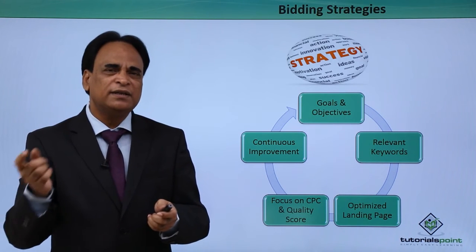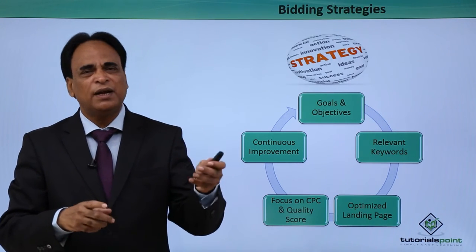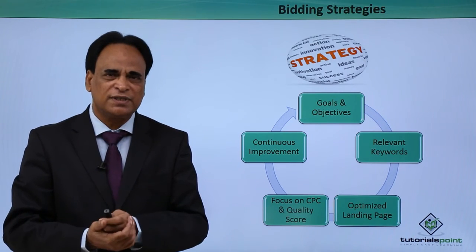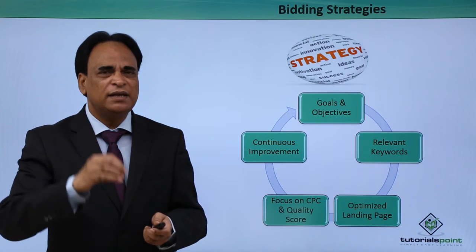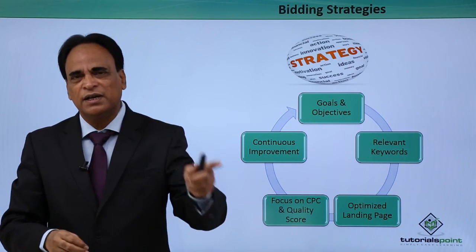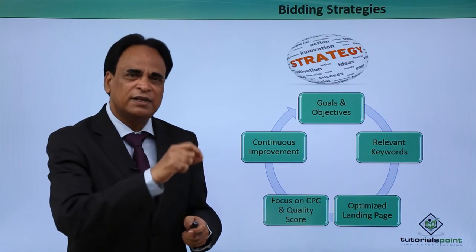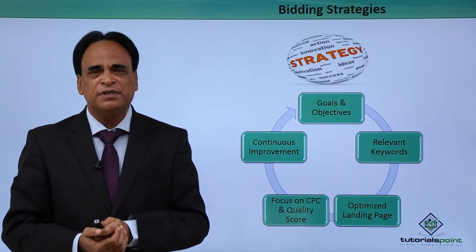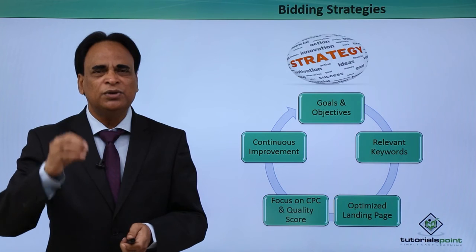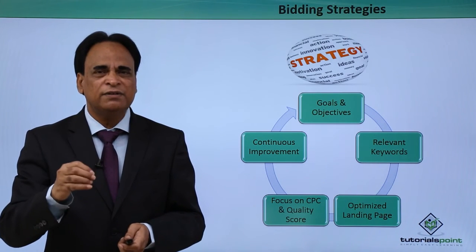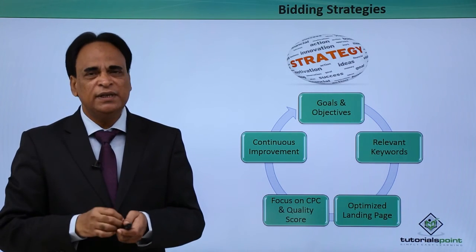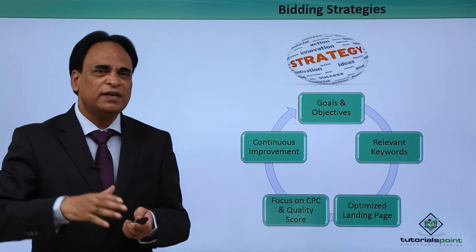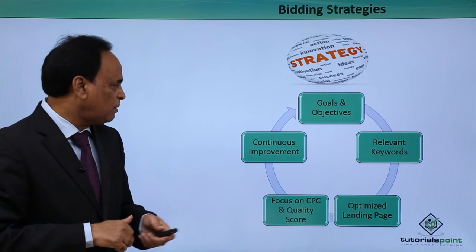People click on the ad, they go to the landing page, they don't like it, they close it. It means you are losing money, but you are not getting conversions. So optimizing the landing page is extremely important, because that is where the conversions happen, that is where the sales happen. Focus on CPC and quality score. Make sure that your CPC is very effective, and you go on improving the quality score, and make sure that the quality score is very high so that your ad is displayed on the top.